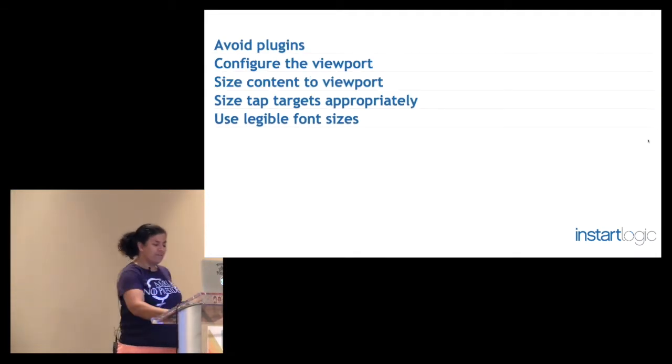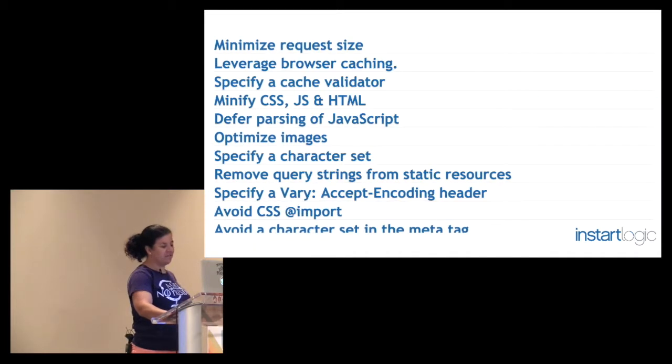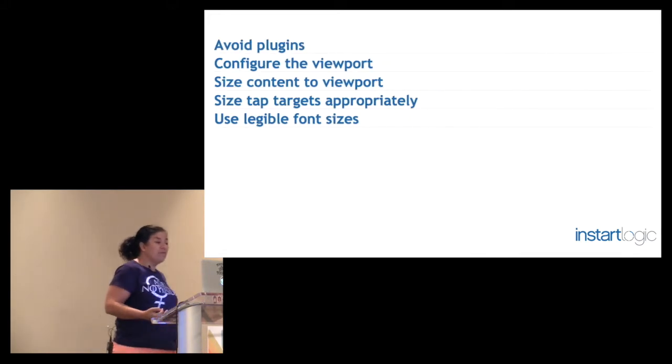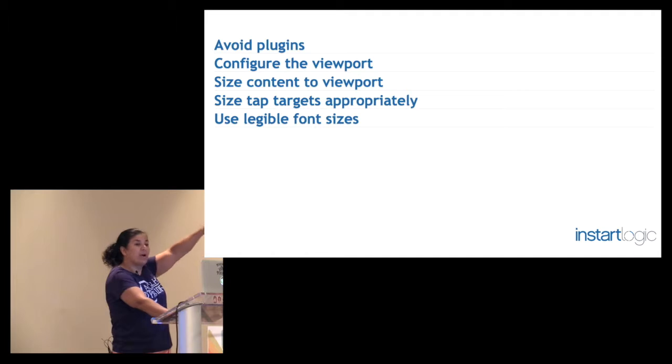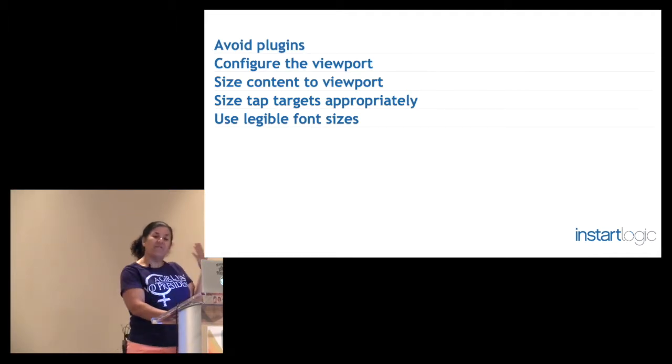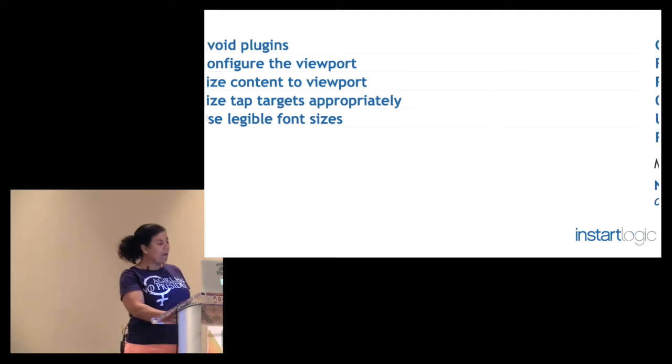In addition to performance, these things here of minifying the JavaScript and specifying an encoding header and avoid imports and optimizing images, it gives you some usability rules too, like avoiding plugins and size content to the viewport. And very, very important, sizing tap targets appropriately. When you're on a mobile device, I have a fat finger and I have poor eyesight. Please target me, because I like to use my phone. You have to just think about how people are interacting with it, and use legible font sizes and image optimization.